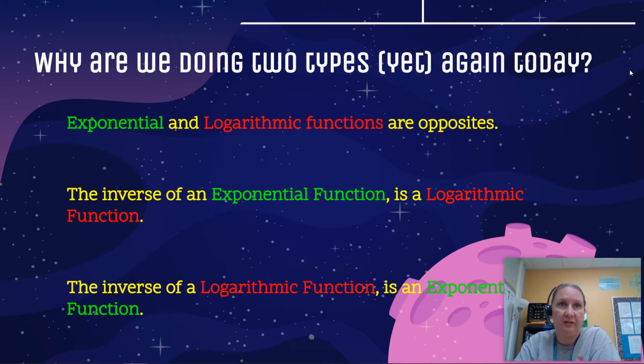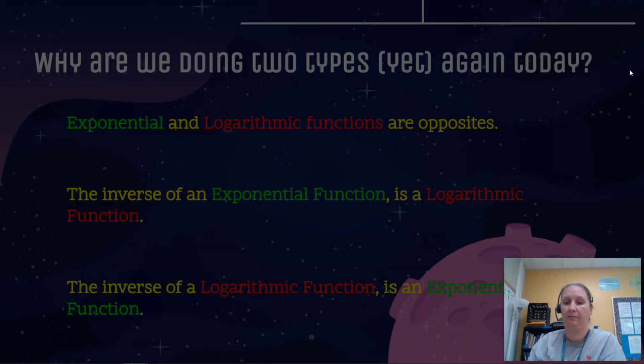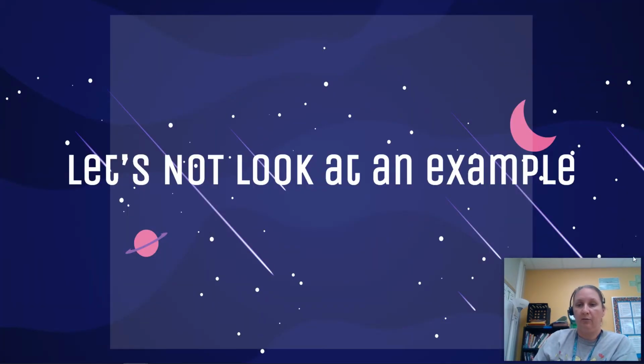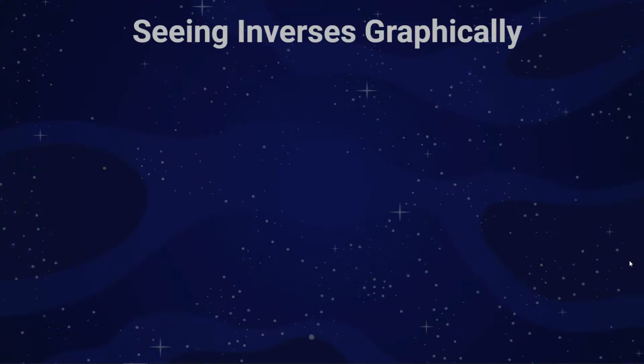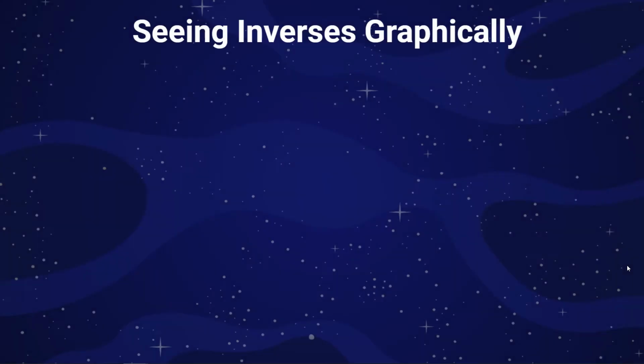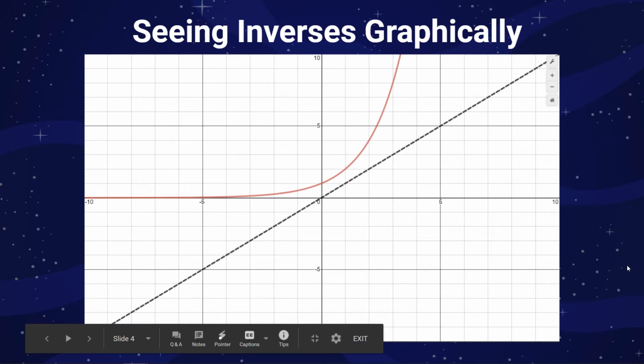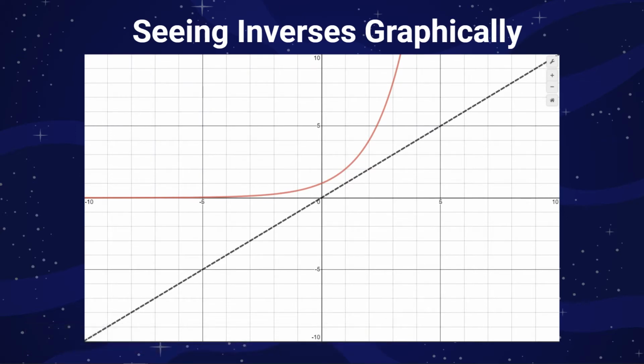Now, exponential means something b to the x, where x is the exponent this time, not a number. And logarithmic is the number that returns that x. That tells us what gives us back our exponent. So we're not going to look at an example because they're kind of messy. But we are going to look at a graphical example.